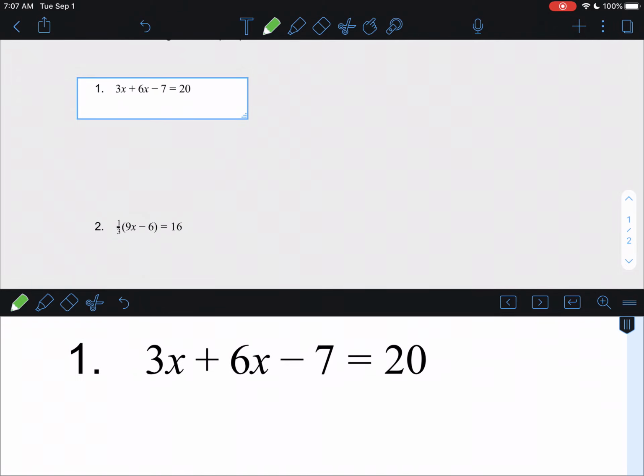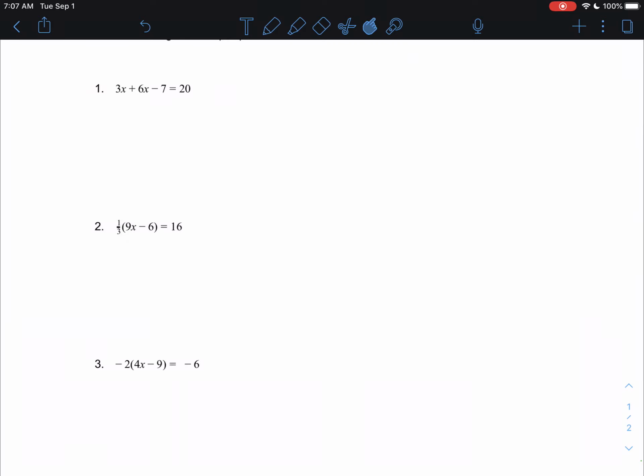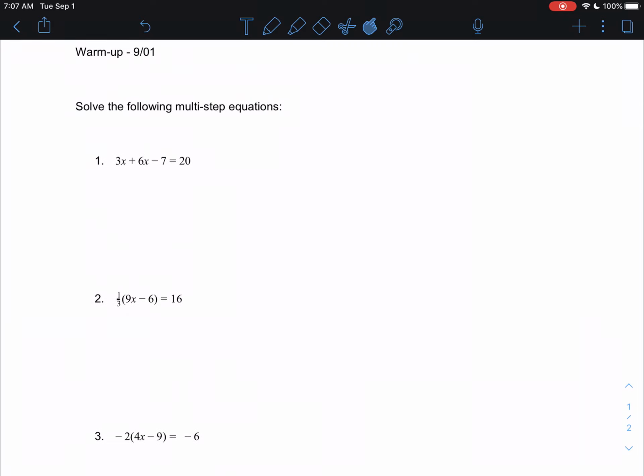As I said, today you guys are going to be working asynchronously, and you're going to have this warm-up activity, and then you're going to be working on an independent activity where you're going to be solving these multi-step equations. Typically, we would have done this in the classroom, of course, but we're not going to be able to do that in the classroom today.